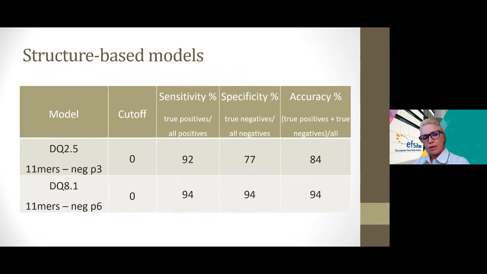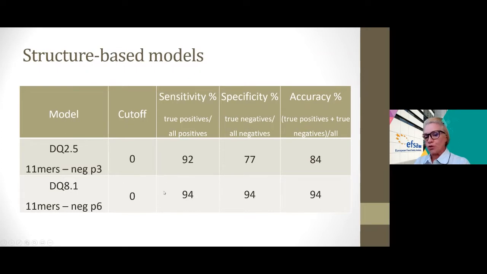So here, given the results from the structure-based models, the best performing structure-based models for each allele are both based on the libraries of endecamers, excluding the negative amino acids, the amino acids with negative contribution to the binding affinity at different positions. For DQ 2.5, this was position 3. For DQ 8, this was position 6. The cutoff here is 0, which means that peptides with positive binding score are considered binders.